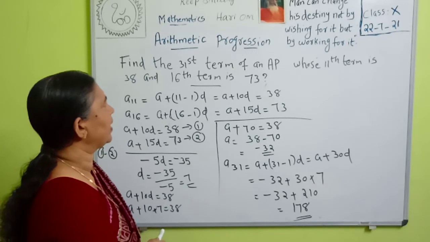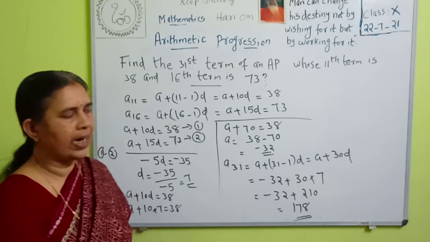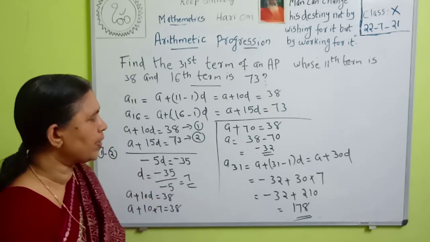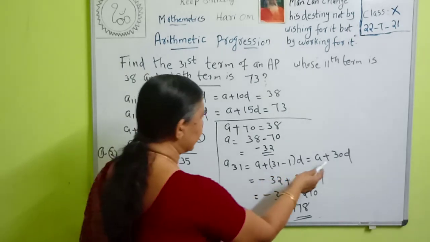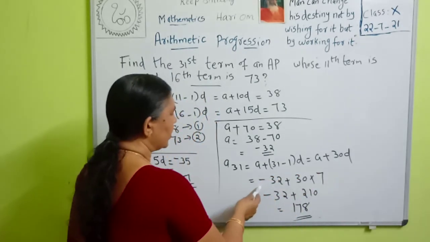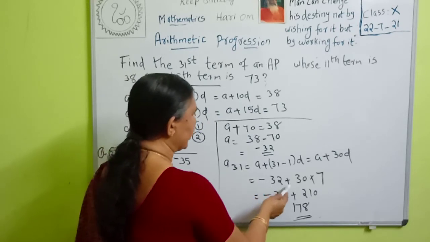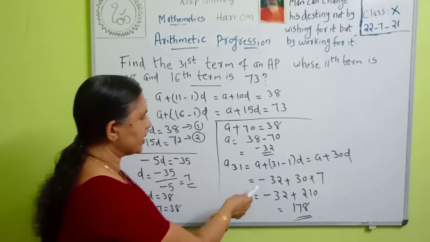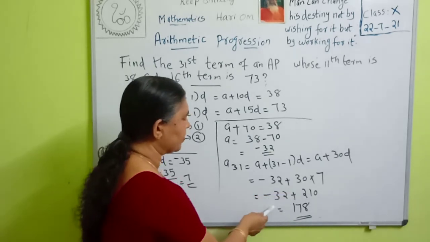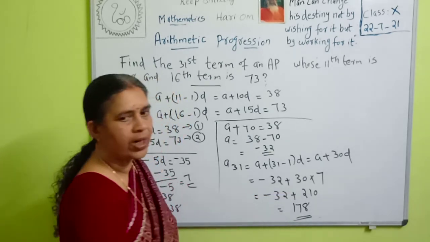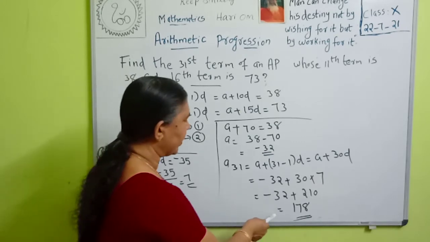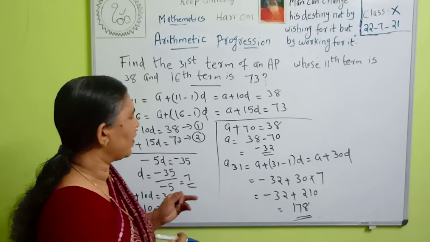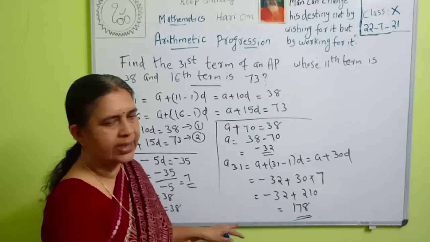Then to find the 31st term of the AP, we use the formula A31 is equal to A plus 31 minus 1 into D. That is equal to A plus 30D. Here A is equal to minus 32 and D is equal to 7. So substituting this, we get minus 32 plus 30 into 7. That is minus 32 plus 210, that is equal to 178. Therefore A31 is equal to 178.